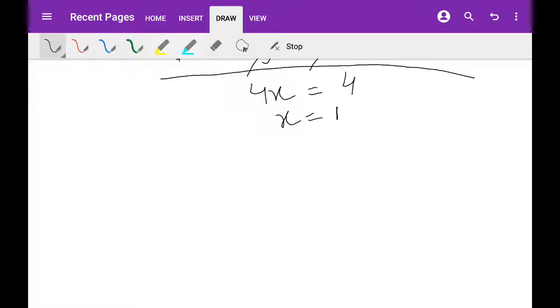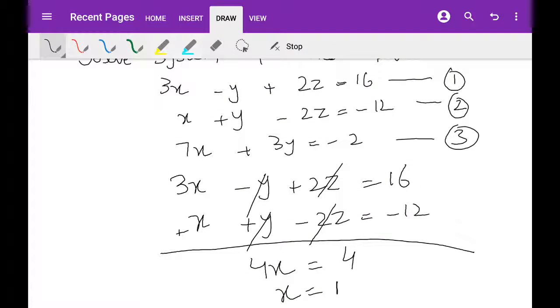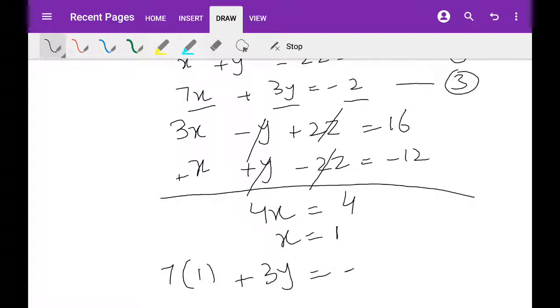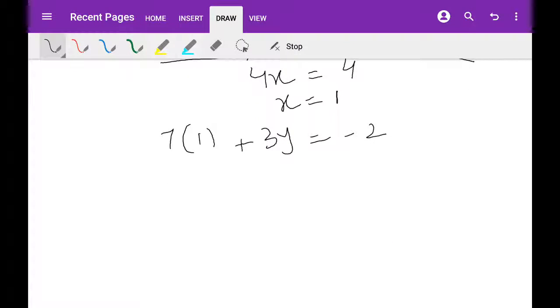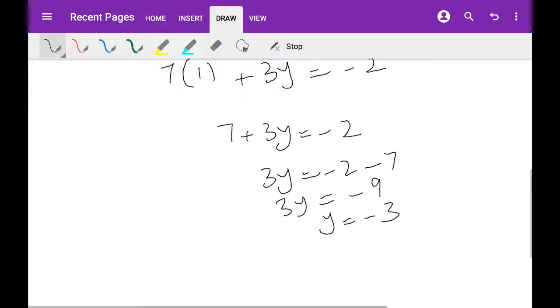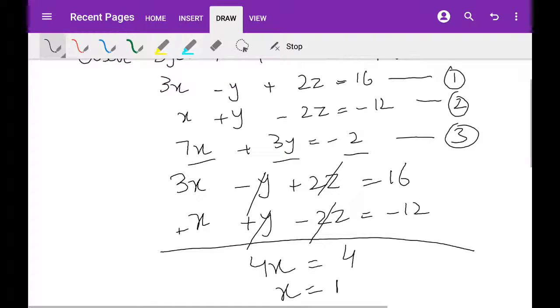So now that we know that x is equals to 1, what I can try to do is, if you notice in the third equation, we have 7x plus 3y equals to minus 2. We already know the value of x, so all we can do is just plug in that value of x, which is 1, and we can solve for the value of y. So 7 plus 3y equals minus 2, leaving behind minus 2 minus 7, so that leaves me with minus 9, and that will give me y equals minus 3. So now we have x and y value. Now the problem is basically solved.